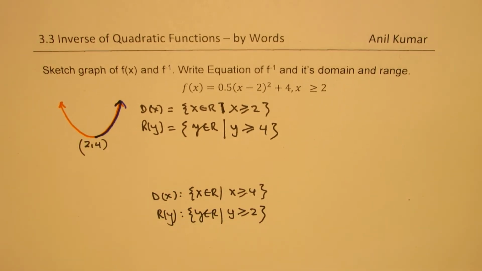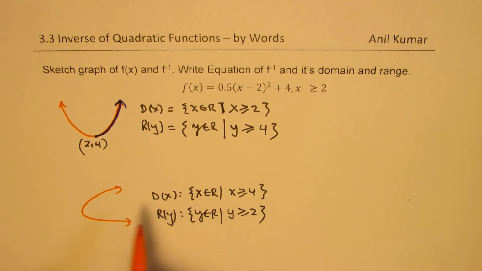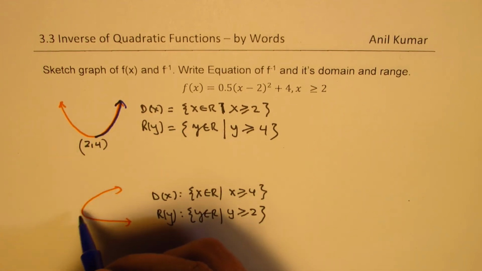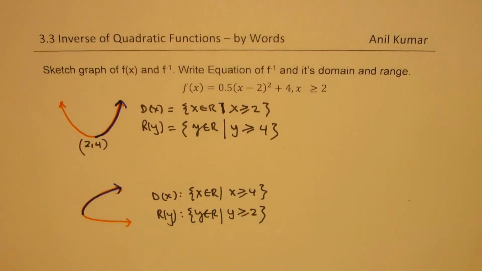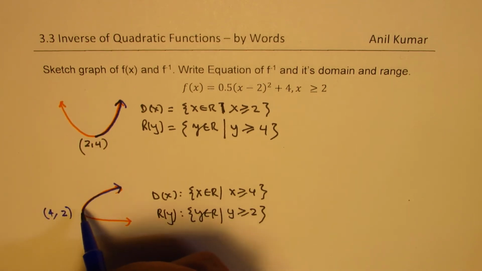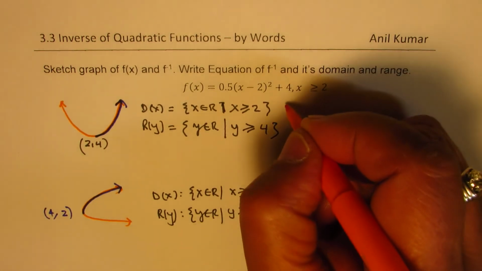Since this is a parabola which opens upwards, the inverse will open towards the right side. Now we are interested only in the half which opens on the right side, and therefore the portion which opens upward is our solution. So in this case, clearly, we have an inverse whose vertex will now be at (4, 2), and we are interested in the portion which opens upwards. Correct?